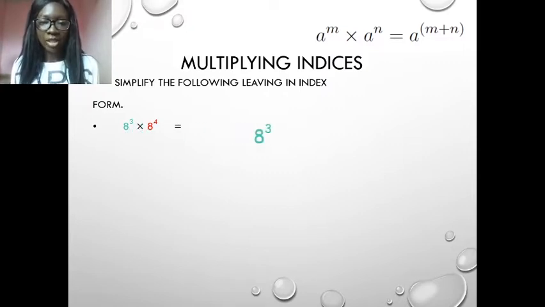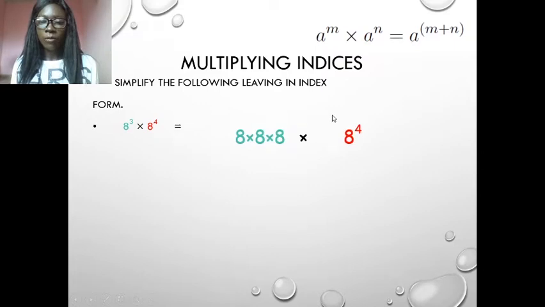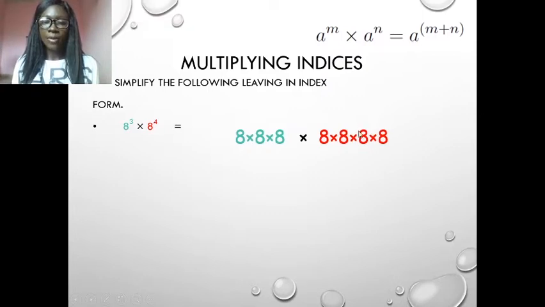So we have 8 cubed, which will give us 3 8s. Okay, now multiply, which is what we have here at the middle, by 8 to the power of 4. That means 4 8s. Okay, now I told you we have how many bases here? We have the same base, right? So we just pick one of the bases and we count the number of 8s. So we have 8 to the power of 7.